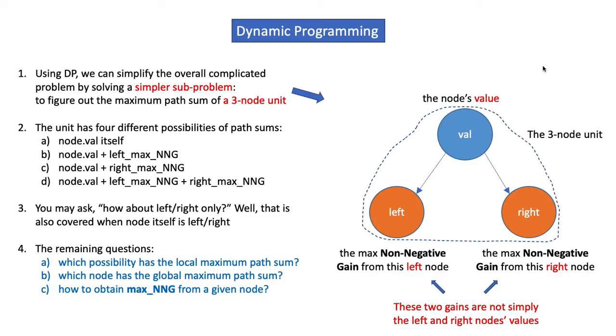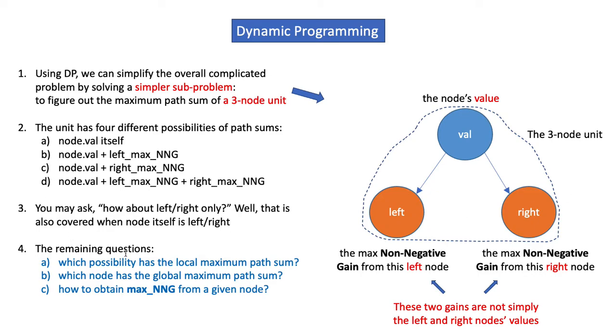Importantly, it should be pointed out that these two maximum non-negative gains are not simply the left and right nodes' values. They are non-negative gains to simplify the computation, and there are only 4 different possibilities of these local path sums here. Here are 4 possibilities. So if you ask, how about left and right only? Well, that's also covered when the node itself is left or right.